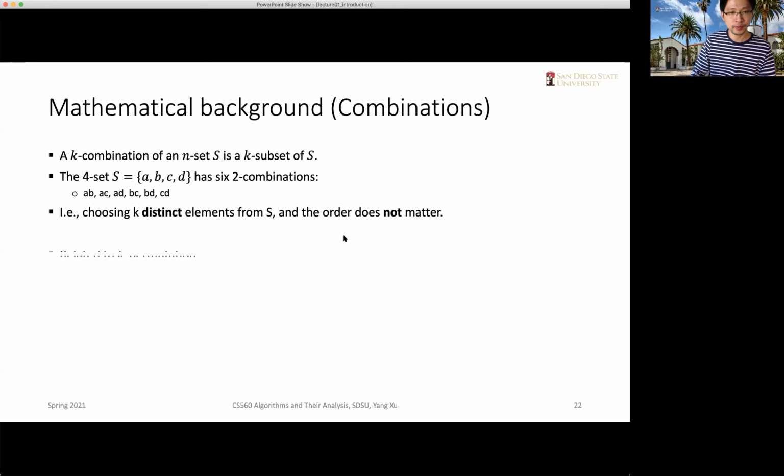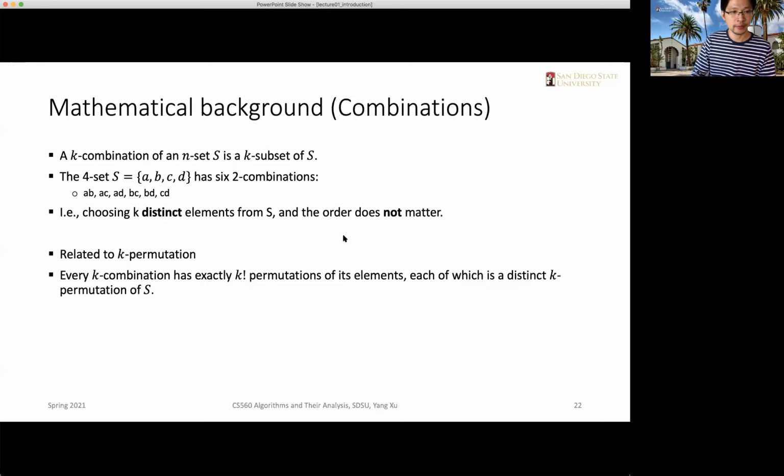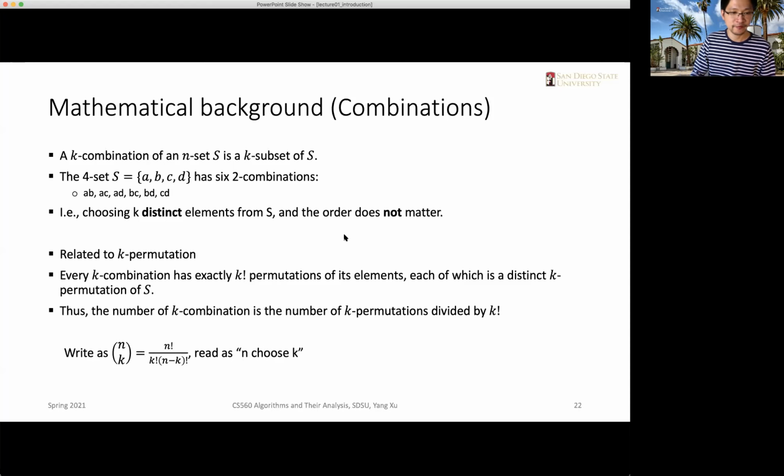So the formula for K-combinations can be derived from the permutation formula with a larger denominator, with an additional term K factorial, because we are ignoring the K factorial possible reorderings, the different orders within those K elements. All right, these are the bases for combinations and permutations.